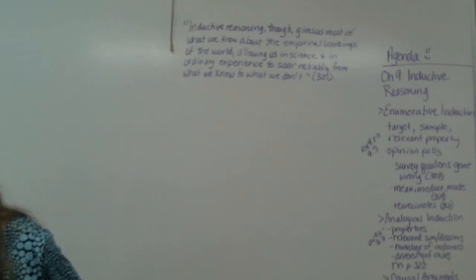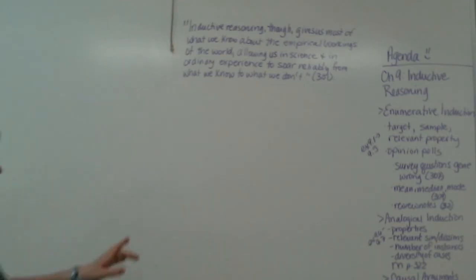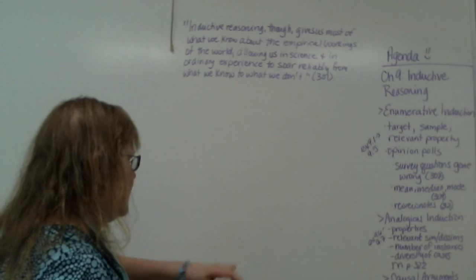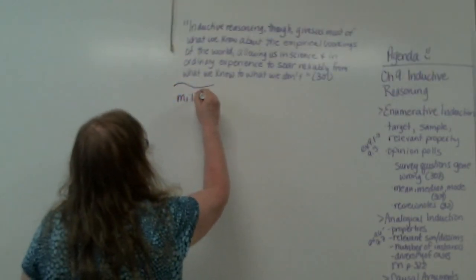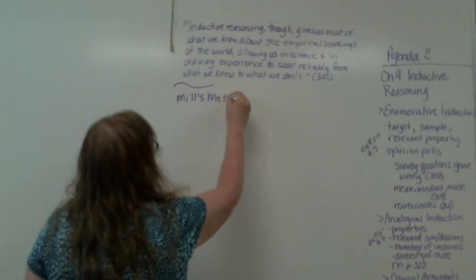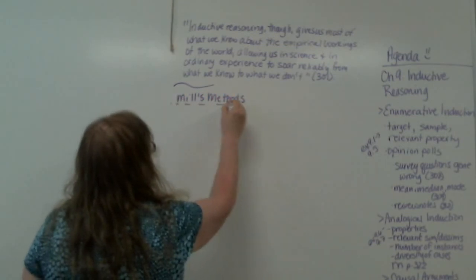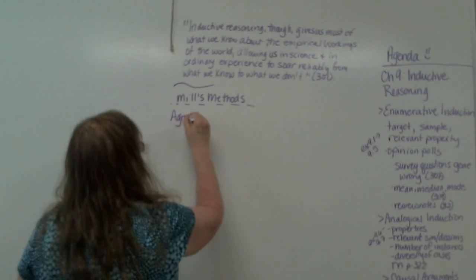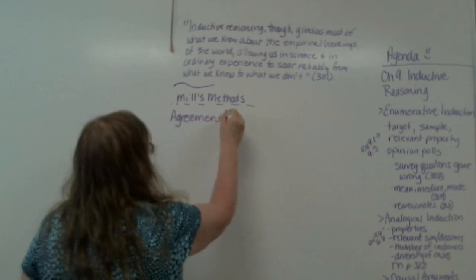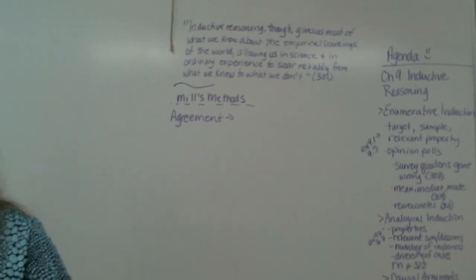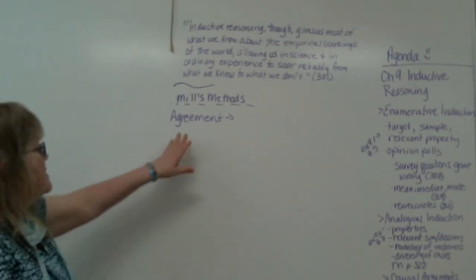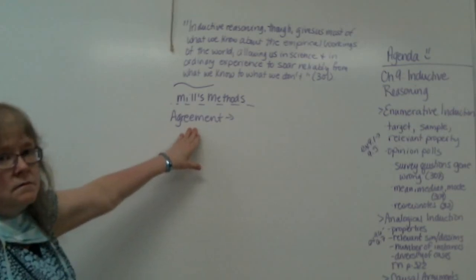Mill's methods. So when I'm looking at stuff, Mill's methods, we have agreement. Basically, it says that if two or more occurrences of a phenomenon have only one relevant factor in common, that factor must be the cause. Okay? This is basically weed them all out.